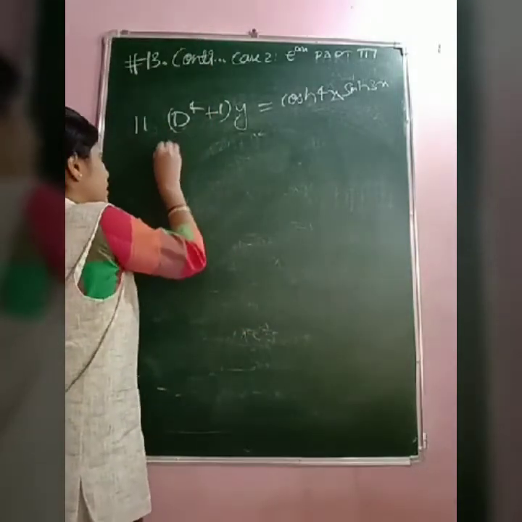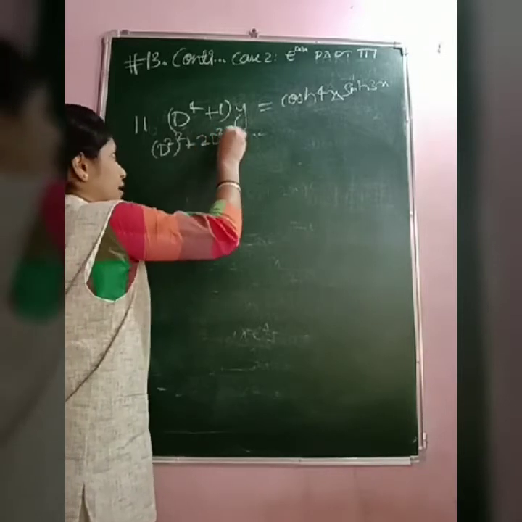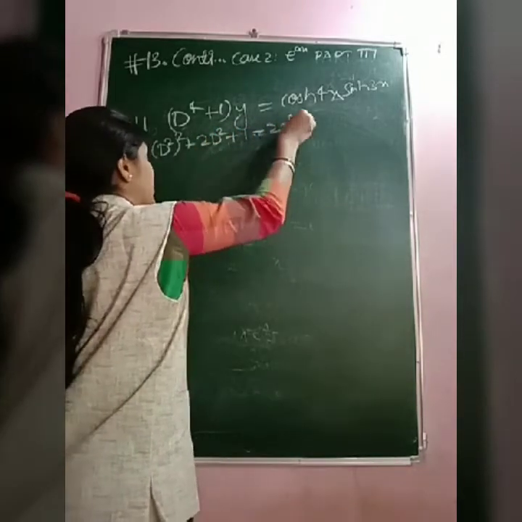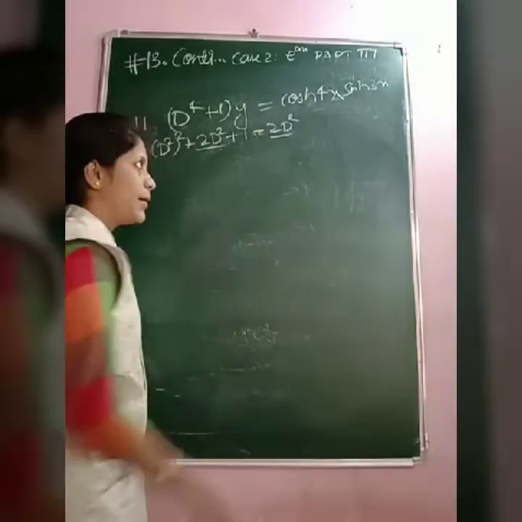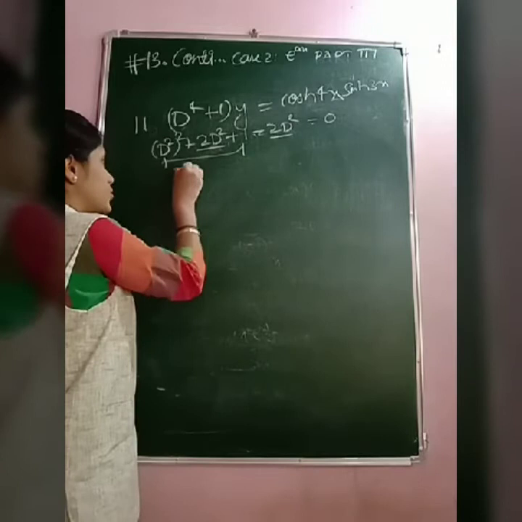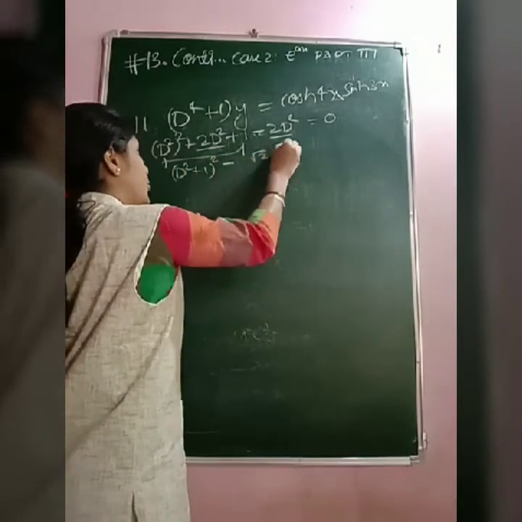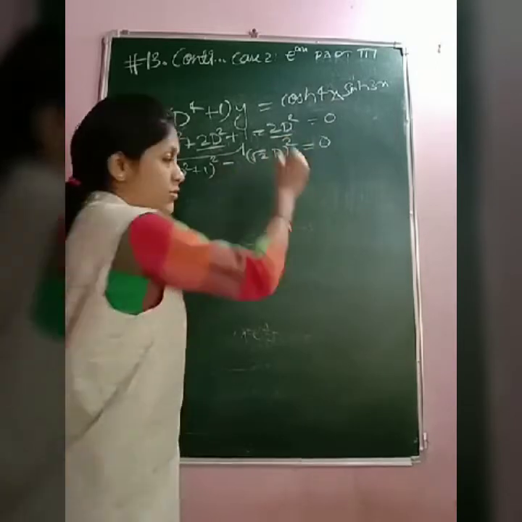So how can we write? (D²)² + 2ab − 2ab. So what we have done? Plus and minus 2ab. So this is nothing but (D² + 1)², and this can be written as what? (√2 D)². So a² − b².